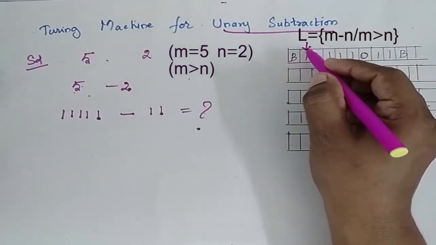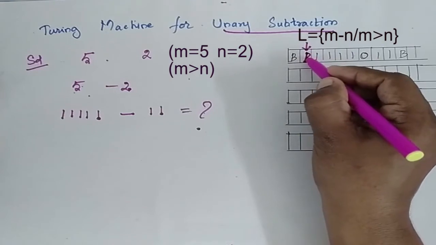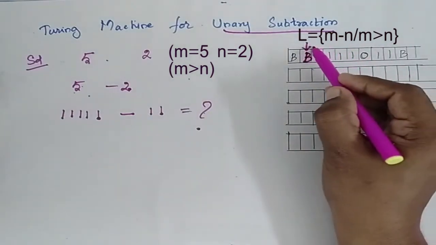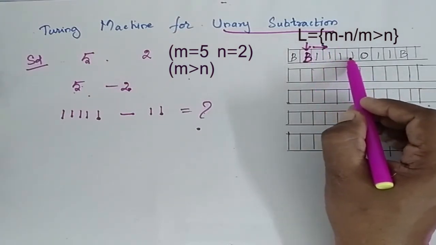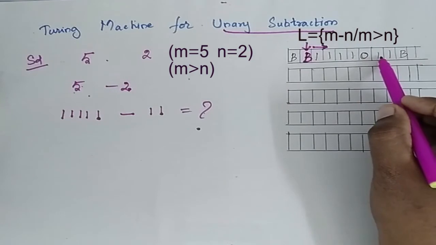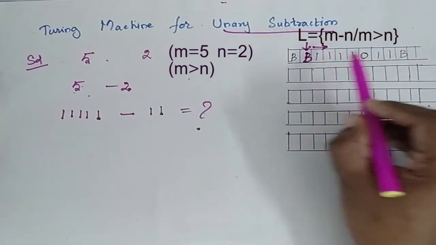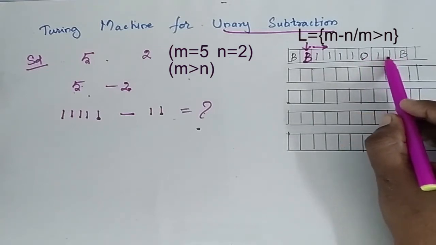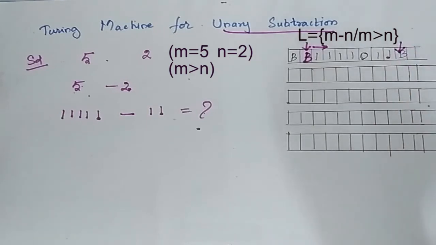So, if my tape header encounters a 1, this 1 is replaced by blank and my tape header moves right. It moves across any number of ones. It moves across zeros, it moves across ones. All the ones are kept as such, zero is kept as such, again ones are kept as such until it encounters a blank space.